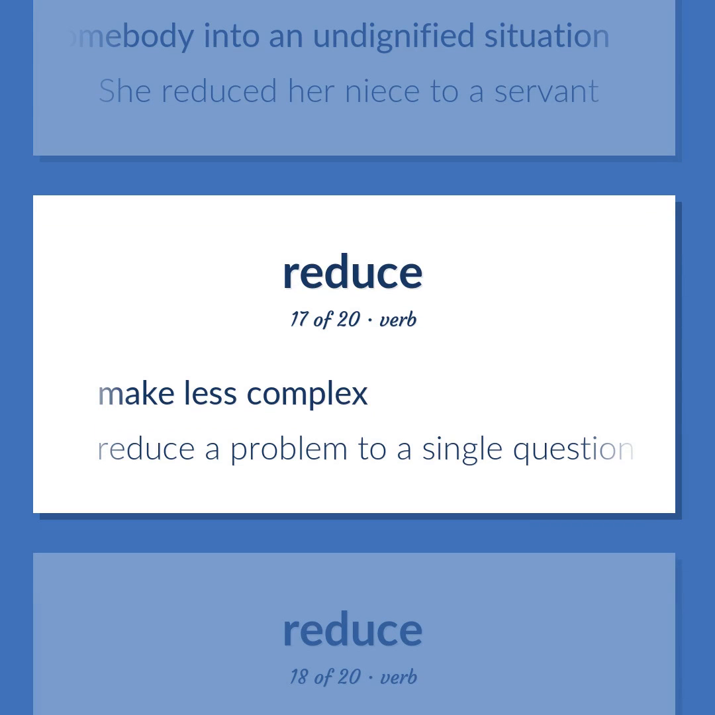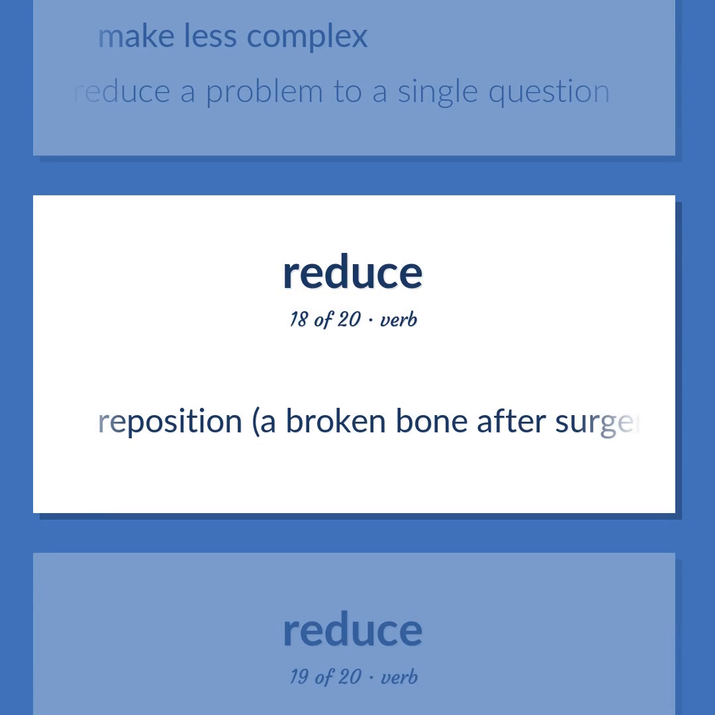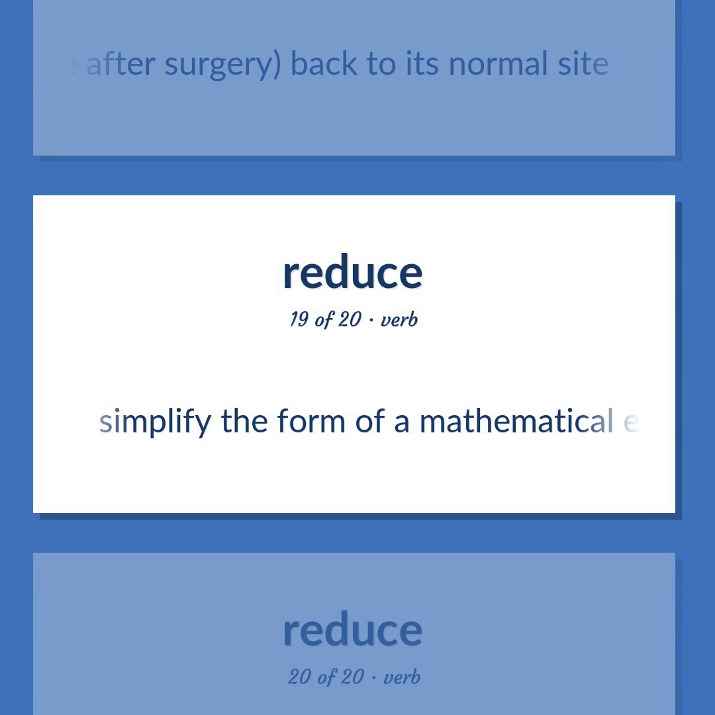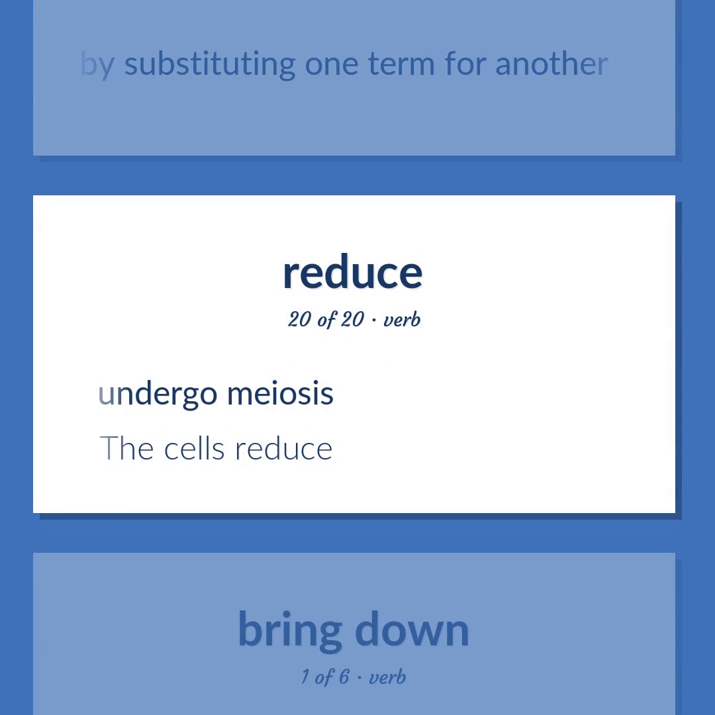Make less complex. Reduce a problem to a single question. Reposition a broken bone after surgery, back to its normal site. Simplify the form of a mathematical equation or expression by substituting one term for another. Undergo meiosis. The cells reduce.